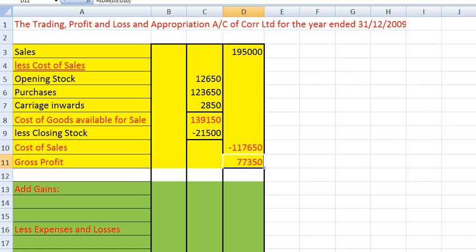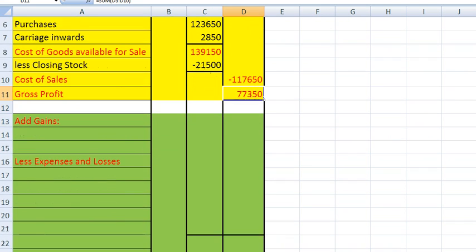What was my profit from my trading activities, from my buying and my selling? And I found out here that I made 77,350 from my trading, from my buying and selling. However, that isn't the end of it, because there are other gains and expenses that a business might have.